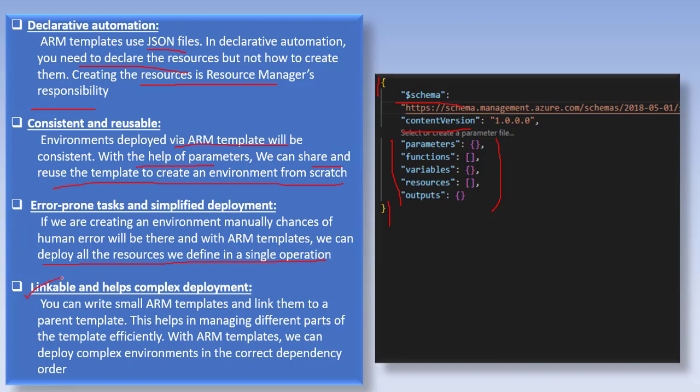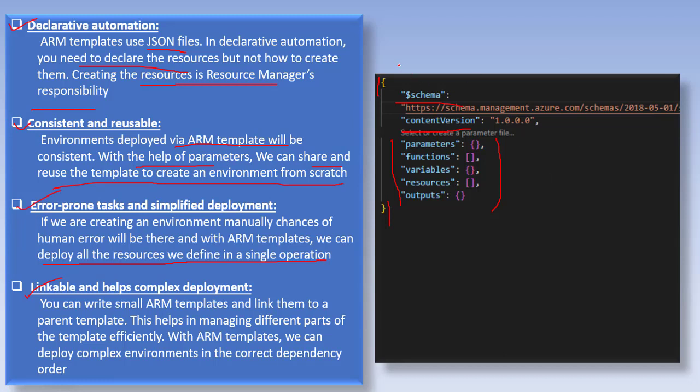Linkable, what do you mean by linkable? So you can create multiple templates. Like for your VM creation, there will be one template. Your database, there will be other template. For storage account, there will be other template, and all this template can be linked together. So individually you can manage the individual resources template, along with you can also link it all together. That is what the features of ARM is all about. These are declarative automation, consistent and reusable, error prone task simplified, linkable.